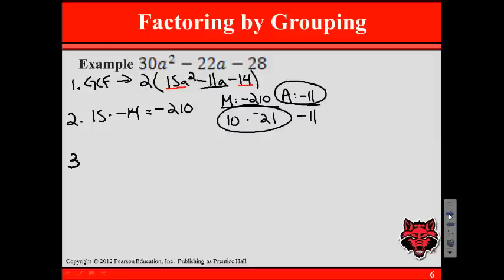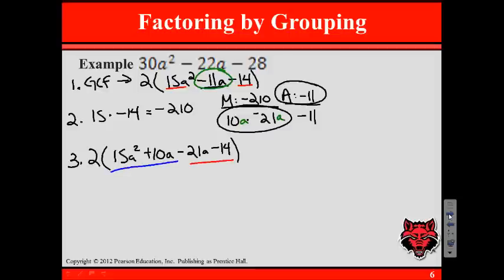So in the next step, we rewrite our middle term, negative 11a, as 10a minus 21a. Everything else will stay the same. So we have 2 times 15a squared plus 10a minus 21a minus 14. Now that we have 4 terms inside the parentheses, we can factor by grouping. So we group the first 2 terms, we group the last 2 terms. And our 2, which is our greatest common factor at this point, is just a tag along.